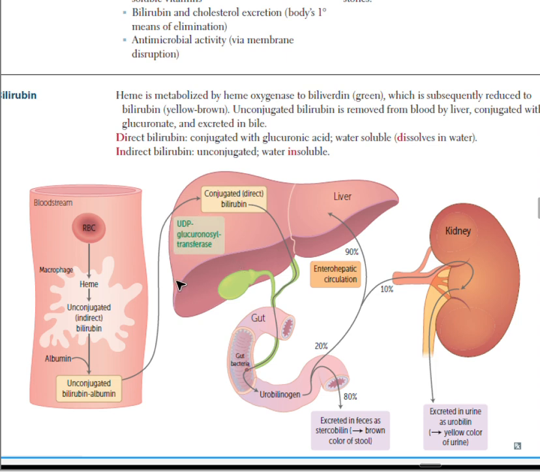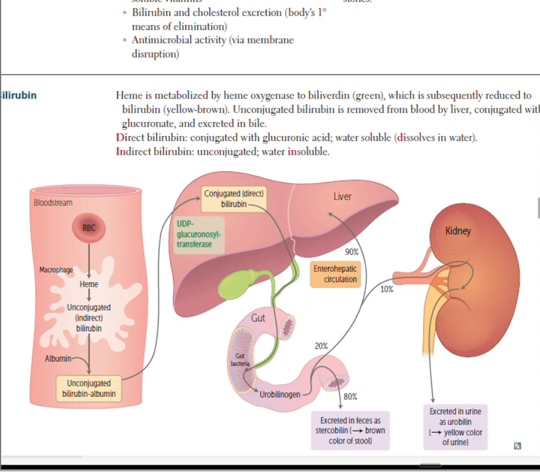So once the glucuronosyl transferase converts the unconjugated bilirubin, which was bound to albumin, into the conjugated direct bilirubin, now this is water soluble. So now we call it direct bilirubin. Now this conjugated bilirubin enters the bile. How does it enter the bile? It enters the bile in the hepatocytes. Once it enters the bile, it goes to the gut or the duodenum, right?